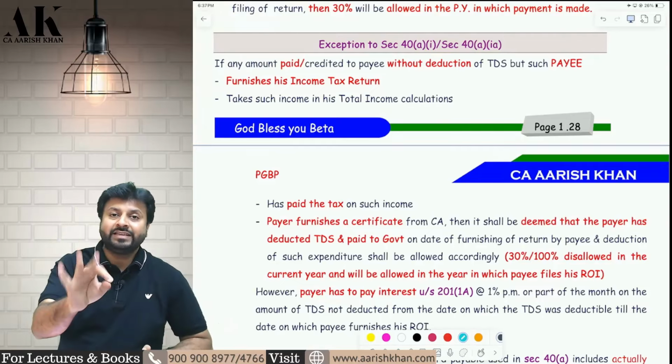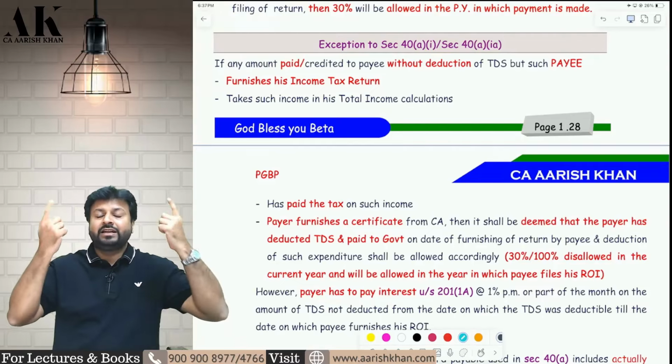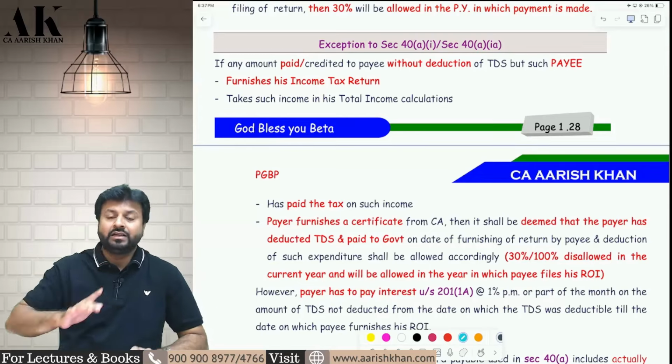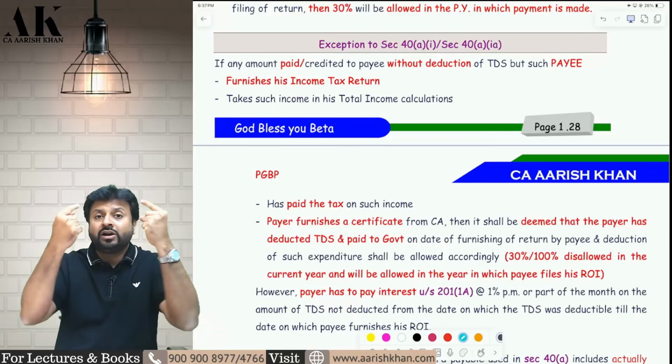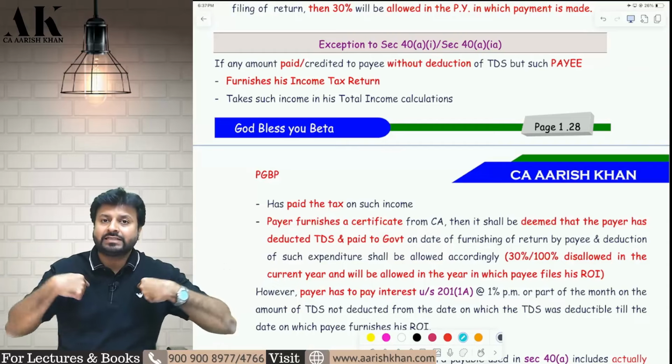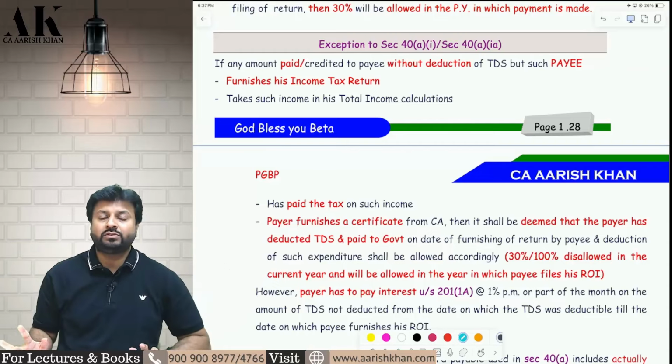If the payee does these three things, then it is deemed that the payer has deducted and paid the tax on the date on which the payee has filed the income tax return. So on the date on which you have filed the return, it is deemed that I have deducted the tax and I have paid the tax. I hope you have understood what I am trying to say.